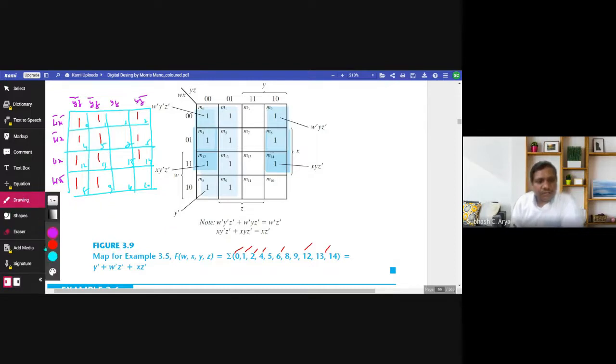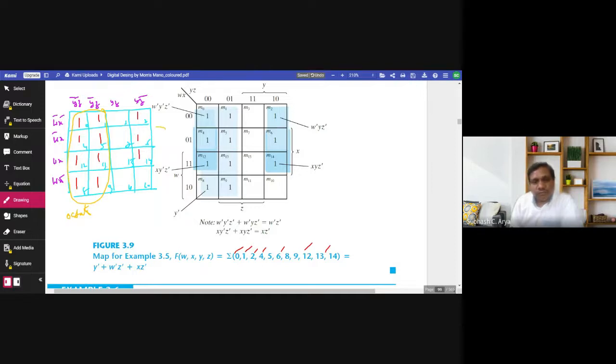Now let us try to make groups of ones. By visual inspection, these 8 ones are adjacent, so we can make a group of 8 ones, an octet. After that, in order to cover these 3 ones left, try to make the maximum number of adjacent ones.